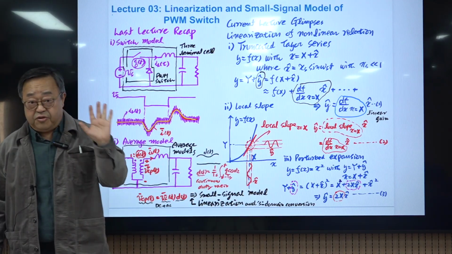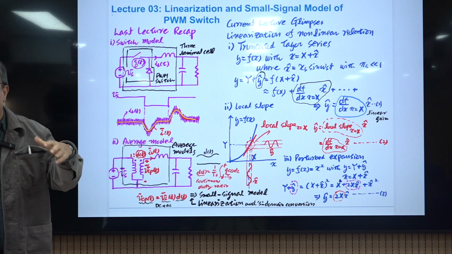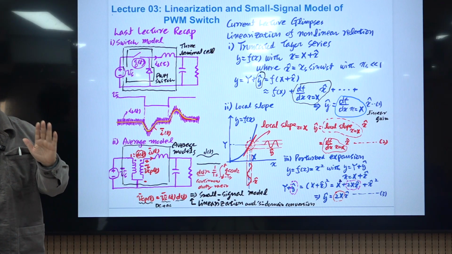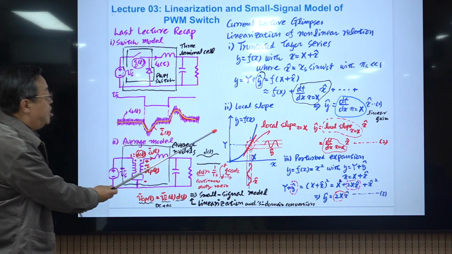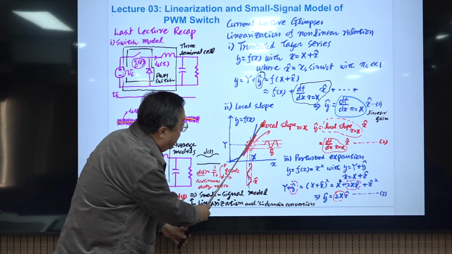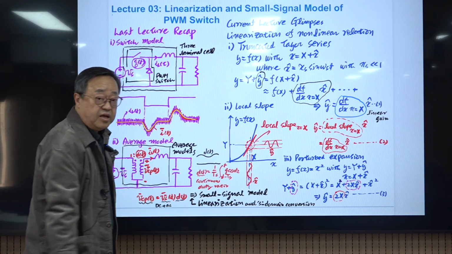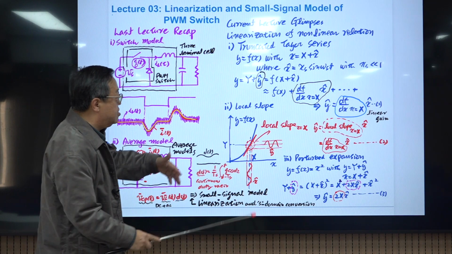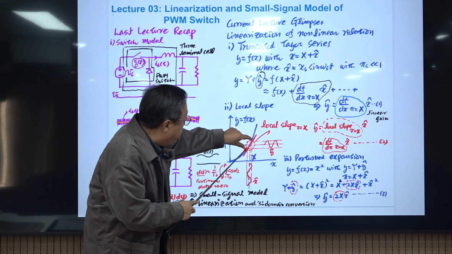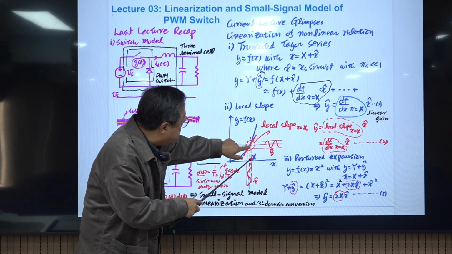Then you can obtain the exact response by extending this line. But that is another analysis, the exact analysis. But we want to have a linear relationship. For that, we evaluate the tangential line segment at this point, and we replace this nonlinear curve with this tangential line segment, and we consider this the local approximation of the nonlinear curve at this point.